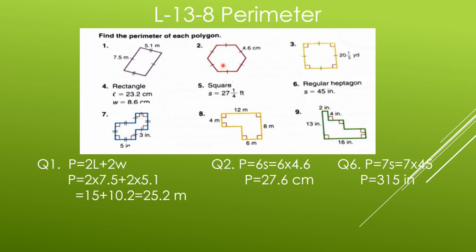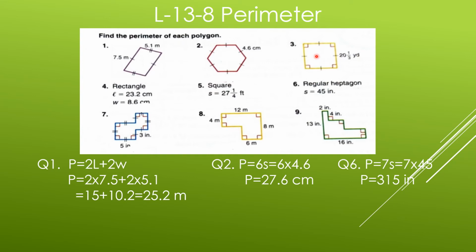And for the regular polygon, what is the formula? NS. N is the number of sides. In this case, how many sides are there? 1, 2, 3, 4, 5 and 6. That's why you are using 6. And what is the side length? It is 4.6 centimeters. 6 is multiplied by 4.6. What is the answer? 27.6 centimeter.